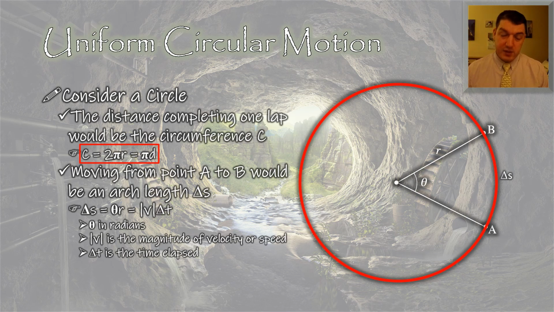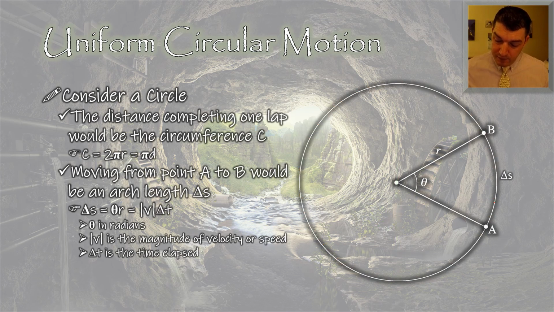And so the circumference, as we all know, is defined by 2 pi r, where r is the radius, or since 2 times r is the diameter, we could say pi d, or pi times the diameter. If you're only moving a segment or a portion of the circle, for instance going from point A to point B on this diagram, then you would carve out an arc.